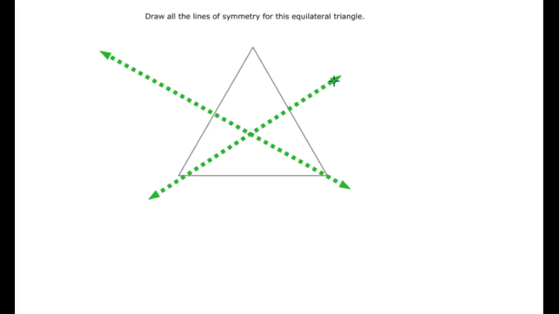Now if we start at this vertex and go perpendicular the best we can to the opposite side, this isn't going to be perfect. Again, we would create a mirrored image on both sides. The last one: start at the top, perpendicular to the other side. Again, we would have that mirrored image on both sides. So this equilateral triangle has 3 lines of symmetry.